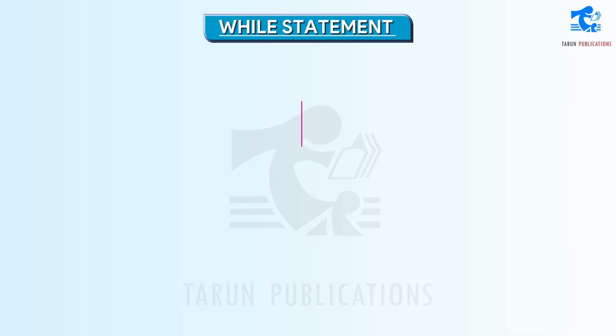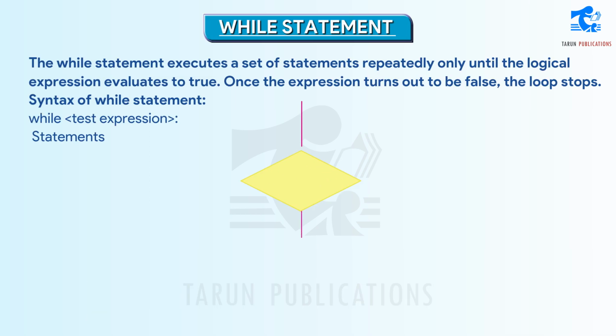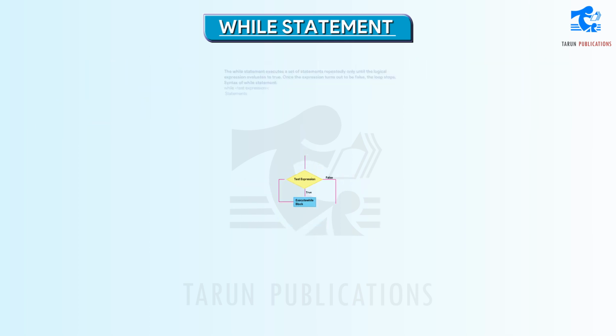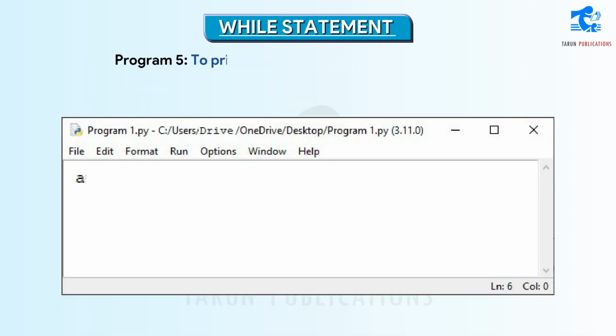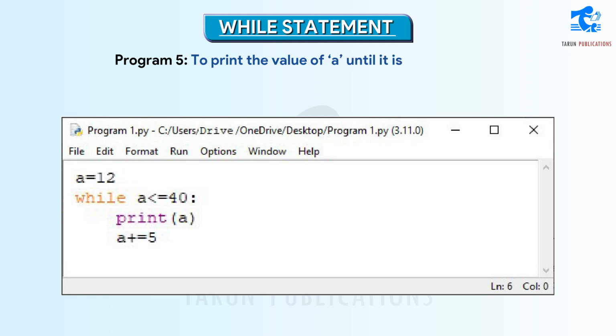While statement. The while statement executes a set of statements repeatedly, only until the logical expression evaluates to true. Once the expression turns out to be false, the loop stops. Syntax of while statement: while test expression, statements. Program 5. To print the value of a until it is less than 40.